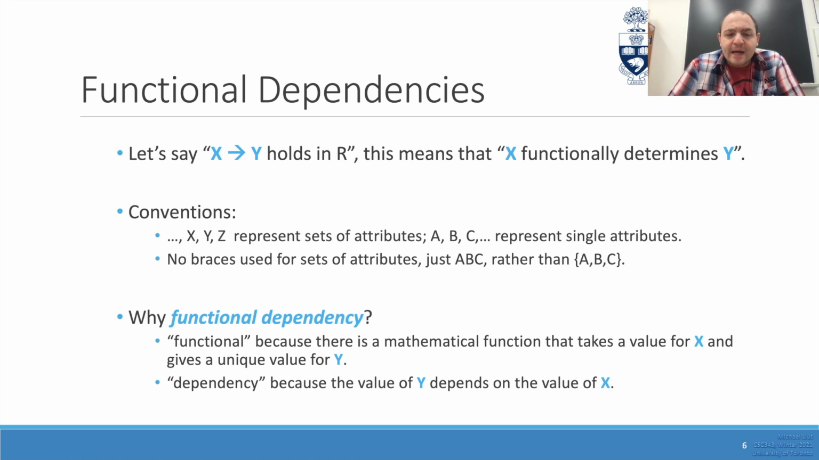So why functional dependencies? Well, the word functional is there because there is a mathematical function that takes the values for X and gives them some unique value for Y. You can think of it just like a hash function, or any mathematical function. Given that X, you get some unique Y. Dependency because the value of Y is functionally dependent. It's dependent on the value of X. So that means X will actually help you infer what Y is. And that's important. Knowing that is important, but also preserving that as we decide to split and combine data is important.